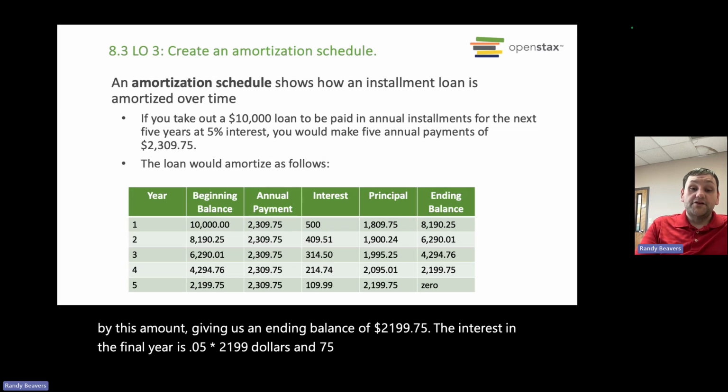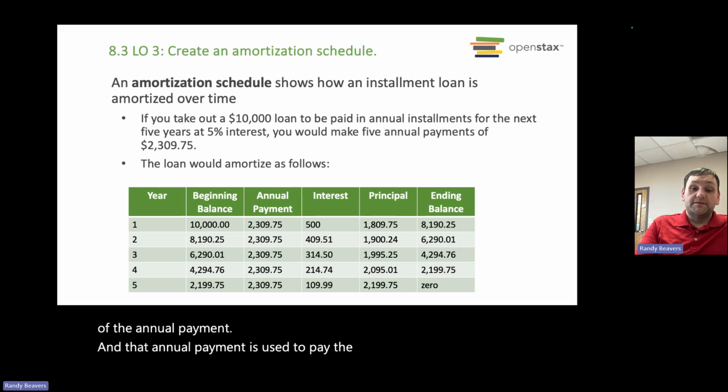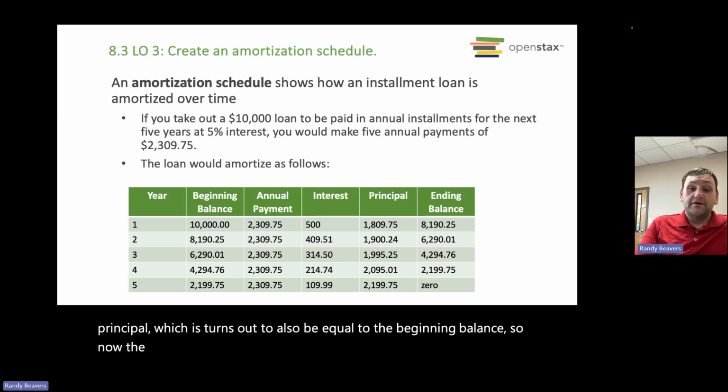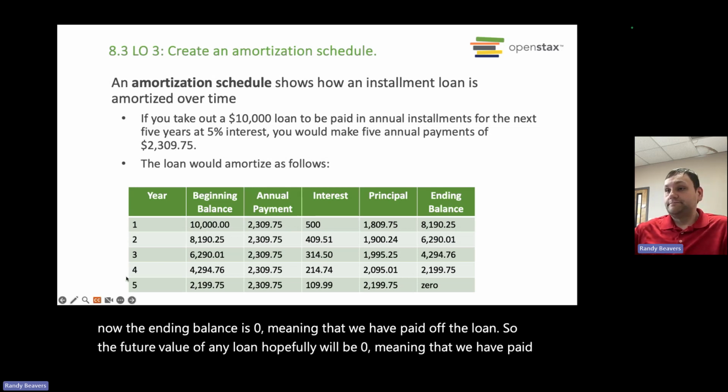The interest in the final year is 0.05 times $2,199.75, giving us $109.99. If we add in this last year the beginning balance plus the interest, that will give us the amount of the annual payment. And that annual payment is used to pay the interest as well as the principal, which turns out to also be equal to the beginning balance. So now the ending balance is 0, meaning that we have paid off the loan. So the future value of any loan hopefully will be 0, meaning that we have paid it off.